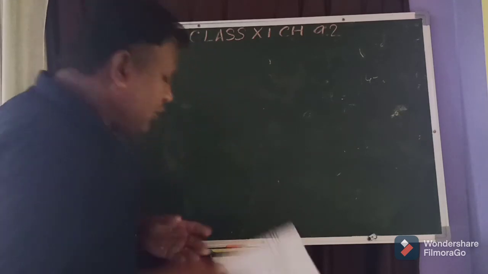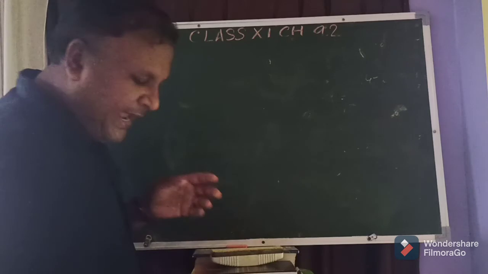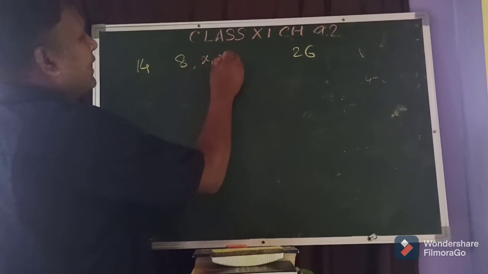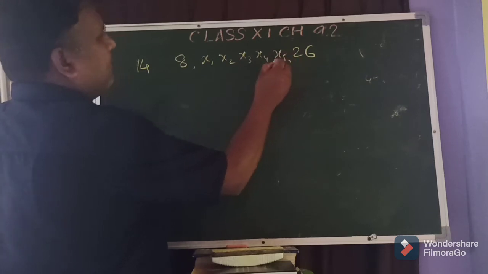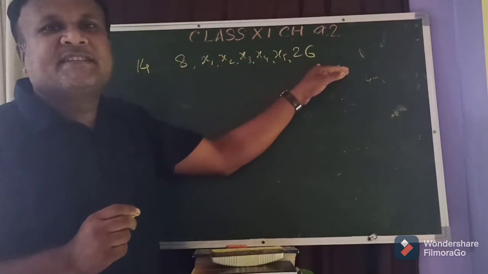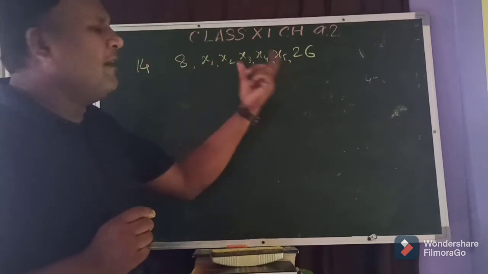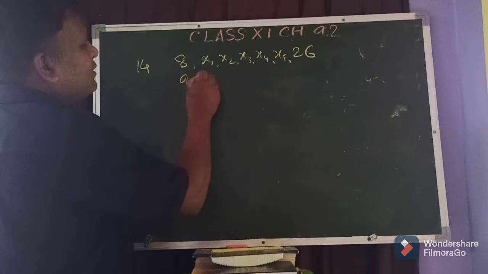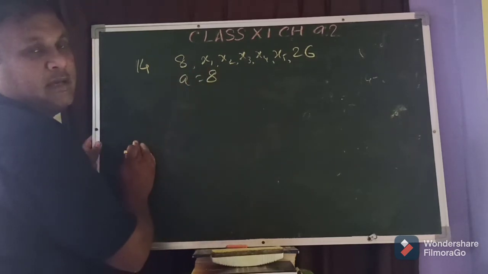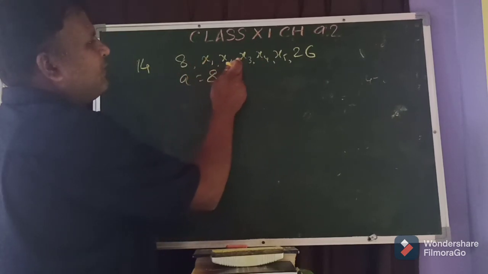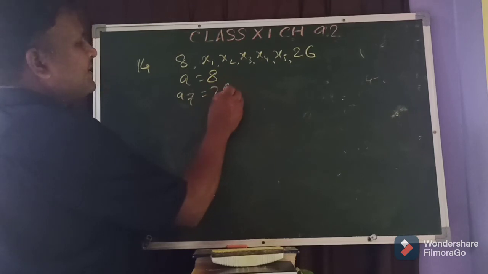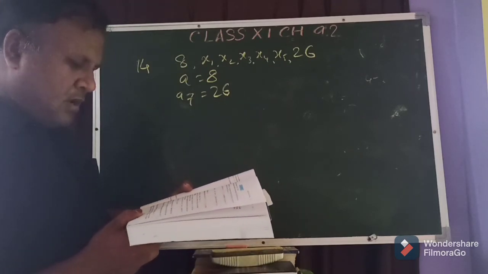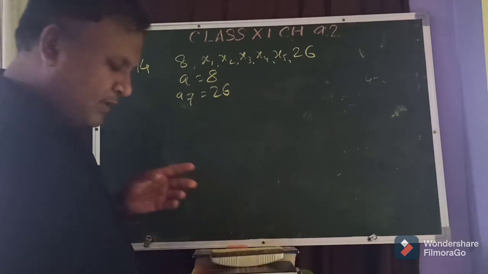In question number 14 you have to insert 5 numbers between 8 and 26, x1, x2, x3, x4, x5, such that they form an AP. So find out the values. Let the numbers be x1, x2, x3, x4 and x5. Here the first term is equal to 8 and the last term is the seventh term: 1, 2, 3, 4, 5, 6, 7. That is a7 is equal to 26. The question asks us to find the resulting sequence, that is, the numbers.